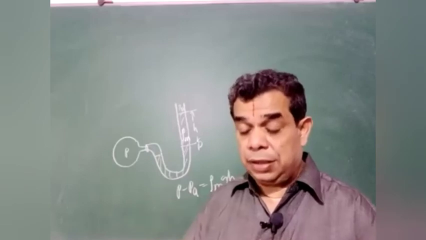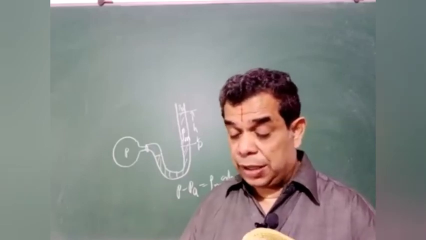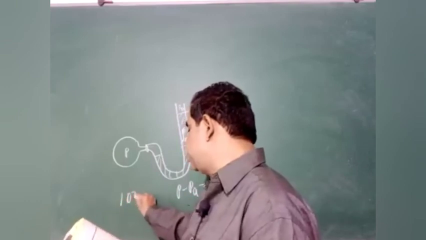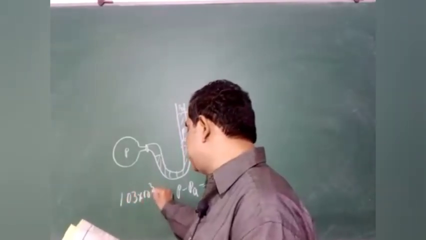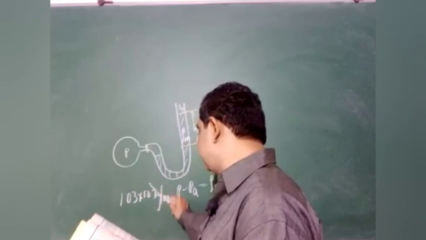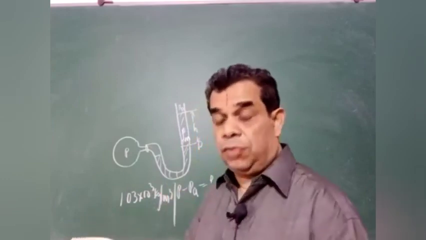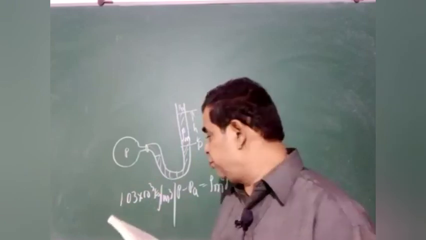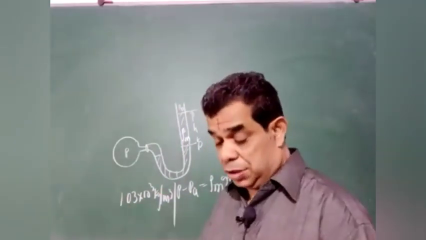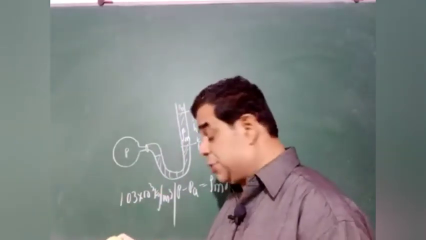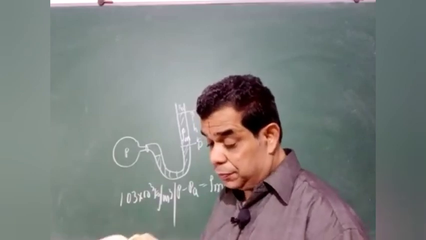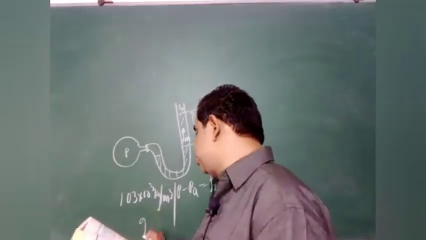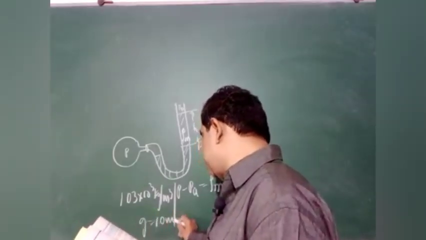Given the density of sea water is 1.03 times 10 raised to 3 kg per meter cube, slightly larger than 1000. And G, the acceleration due to gravity, you can take 10 meter per second square.